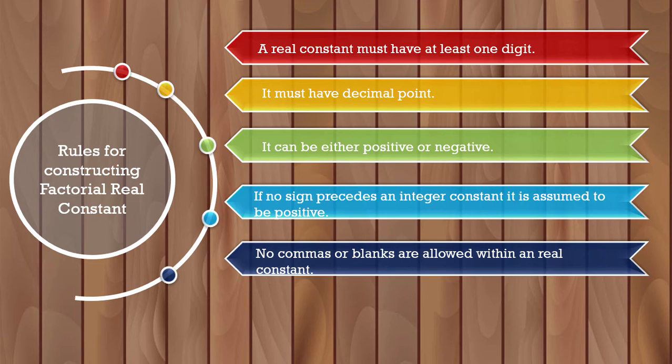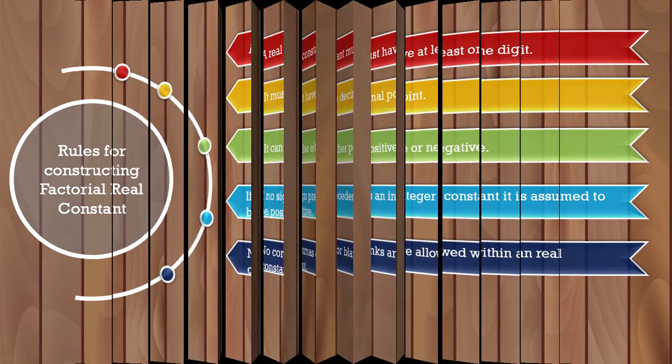After that, there are some rules for constructing the fractional form of a real constant. A real constant must have at least one digit. It must have a decimal point. It can be either positive or negative. If no sign precedes the constant, it is assumed to be positive. No commas or blanks are allowed within a real constant.